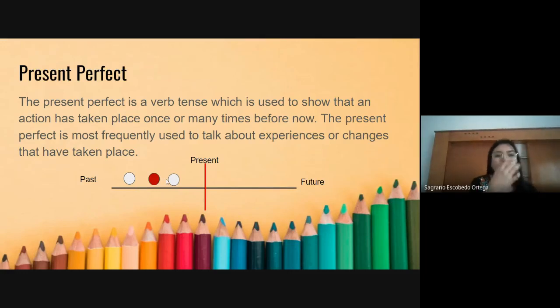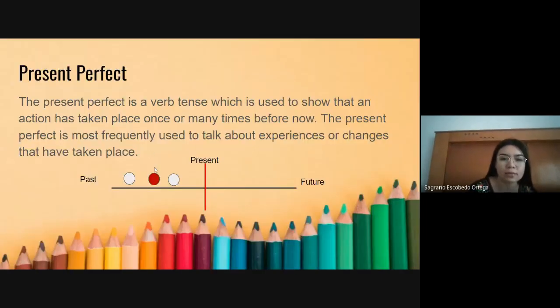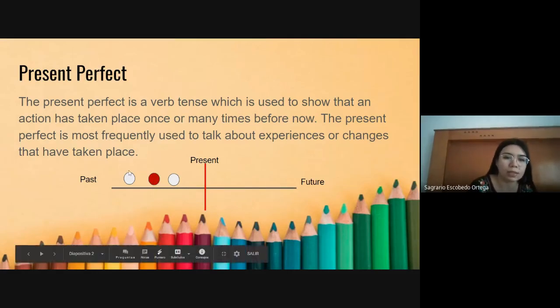Okay? Now, the present perfect is most frequently used to talk about experiences or changes. For example, you have seen that movie many times. This means that in the past, you have seen that movie. Maybe this day, and this day. Okay?